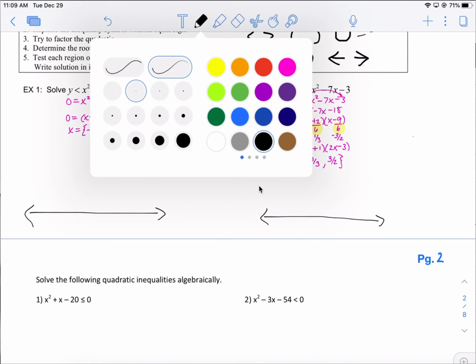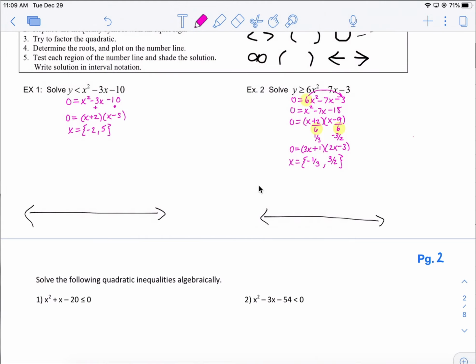All right, open and closed circles are important again. Remember, if we have a less than or a greater than that does not have the line under it, that is where we worry about open or closed. Okay, so no line means they're open. I have an open circle at -2, open at 5. Problem 2 has an equal to, so I'm going to include those. That gives me a closed circle at -1/3 and then closed circle at 3/2.